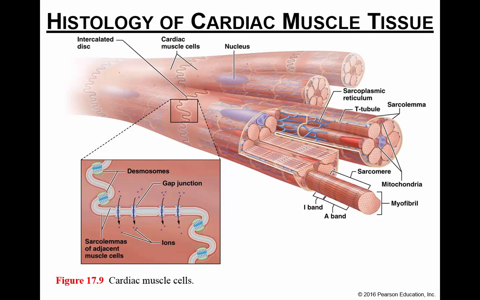If you look at them, you can see here at the top how it's branched. And this is the intercalated disc that you see there that has the desmosomes to hold them together, and then the gap junctions so that different ions can pass from one cell to the other. You see there's a lot of mitochondria in these cells, and that's because they need a lot of ATP, because they're always contracting.